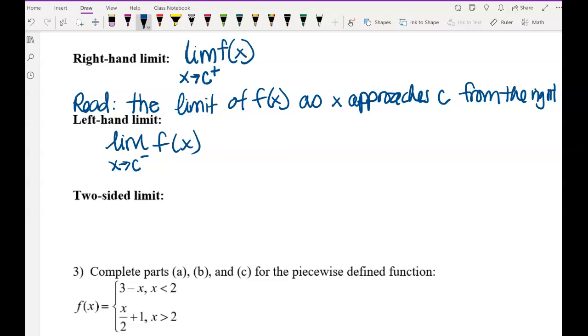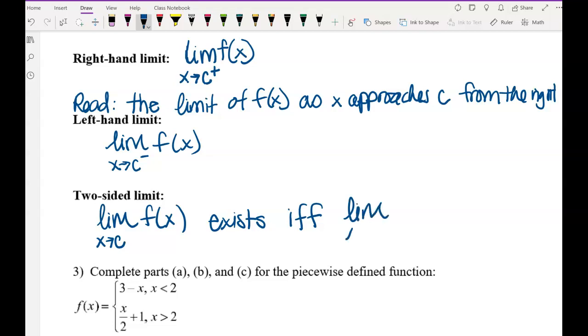Now, two-sided limit is exactly the same. The notation is exactly the same as what we wrote down in the very first definition. But here's a big but. The limit as x approaches c of f of x, students, this could only exist if and only if. So IFF stands for if and only if.